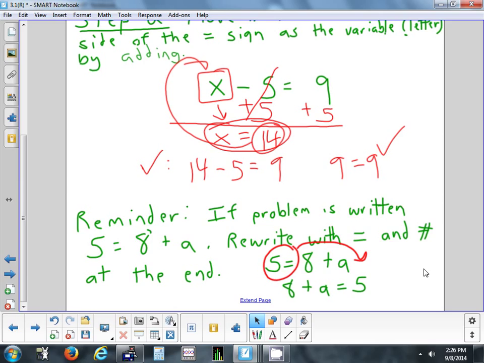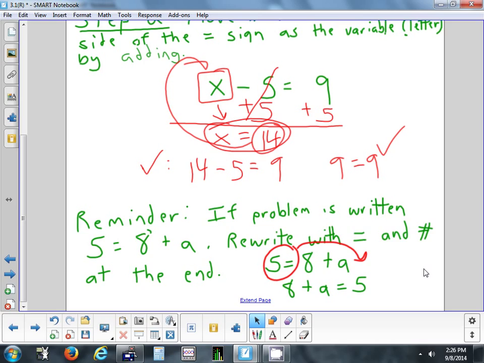Rewrite with the equal sign and the number at the end. So all I'm doing is taking that 5 and equal sign and moving it to the end. 8 plus A equals 5. I just rearranged the order. I didn't have to do any math. I just rewrote it so it looks like any other equation we've seen before. Simple, simple, simple. All right? Yeah, I just rearranged it.